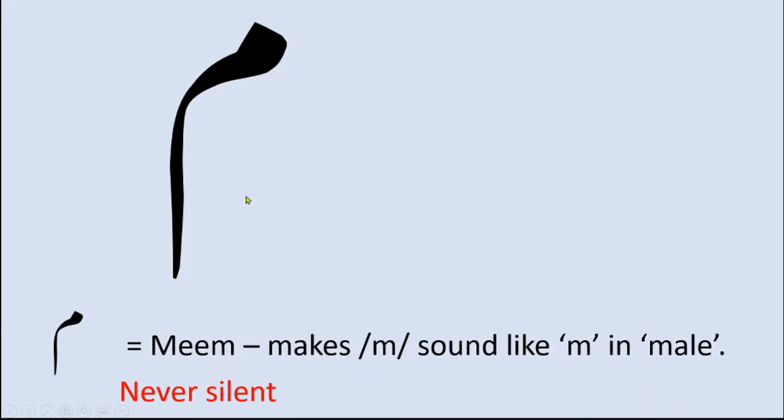Look at this letter now. Start from here, around from here, but pointing from here, and goes down, becomes a straight line at the end. This is called meem. It's not the memes you watch on the internet. This is letter meem. It gives you the m sound, like m gives you in the word male. Now, in Urdu, meem is never silent.